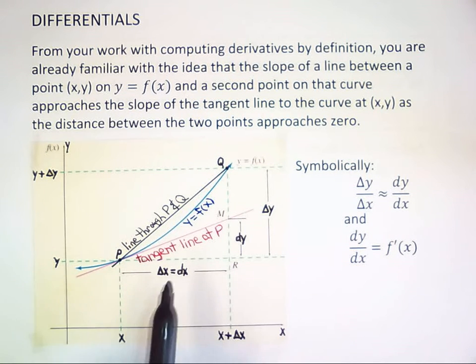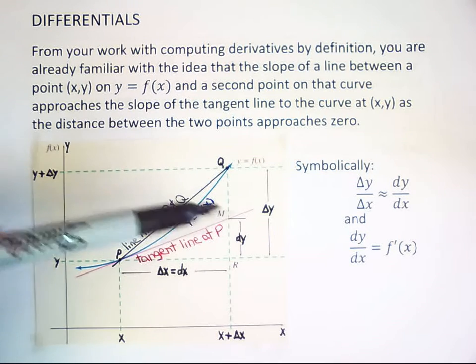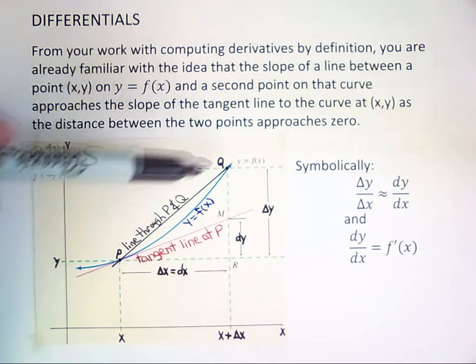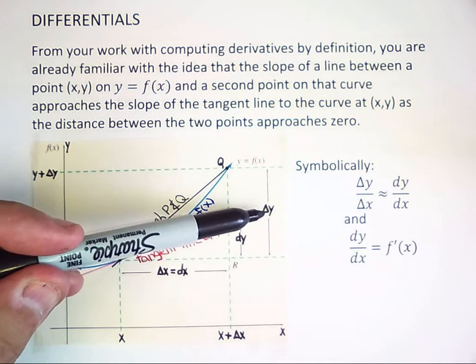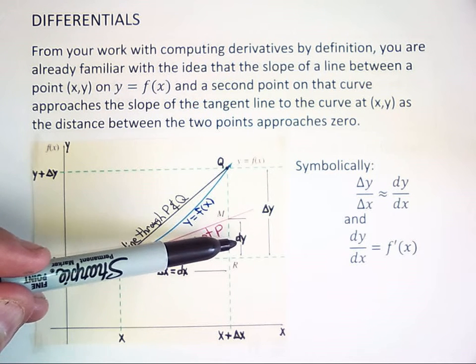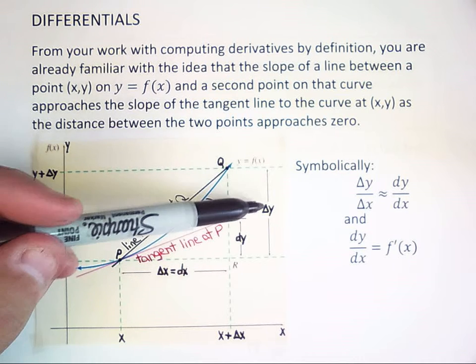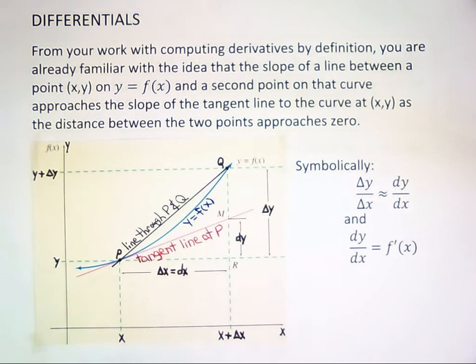And one more thing I'd point out here is that unless P and Q are on top of each other, in other words, as long as they're actually distinct points, delta y and dy are going to be different from each other, although they will be close together as long as P and Q are close together. However, delta x and dx are the same thing. That distance doesn't change whether you call it delta x or dx. It's the same for the tangent line and the line between P and Q.